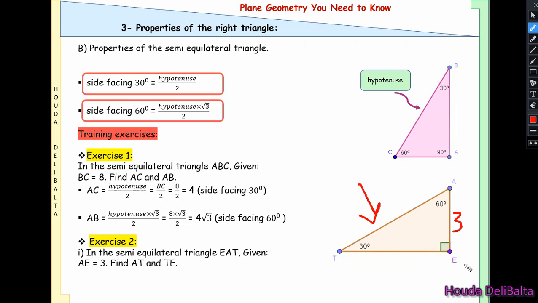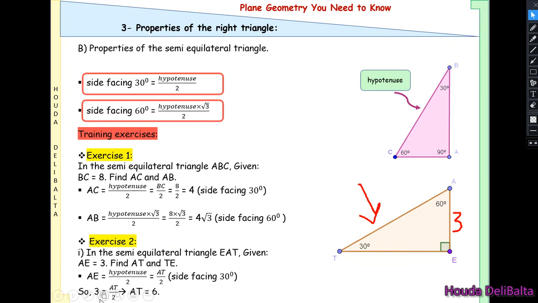So let's think together. If the side facing 30 is 3, what about the hypotenuse? If this one is 3, then the hypotenuse should be double of this one, because the side facing 30 is equal to half of the hypotenuse. Then conversely, the hypotenuse is double the side facing 30. And thus, the hypotenuse AT is going to be 2 times 3, which is 6.